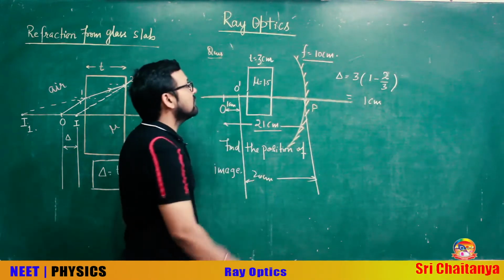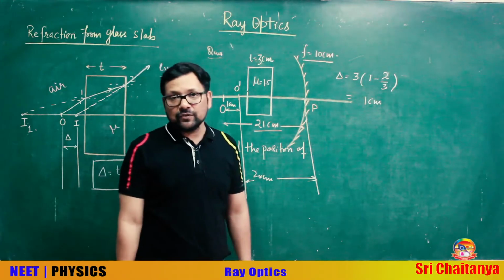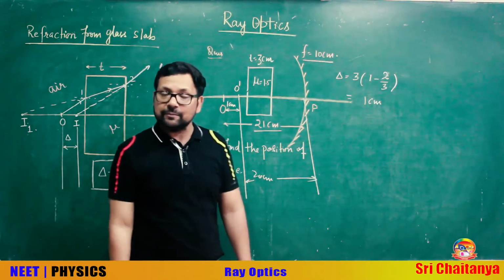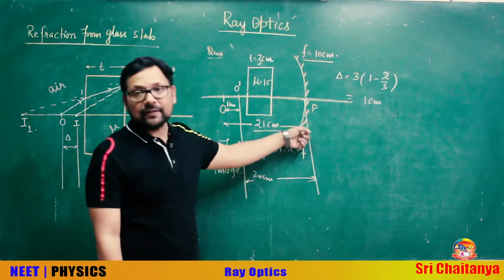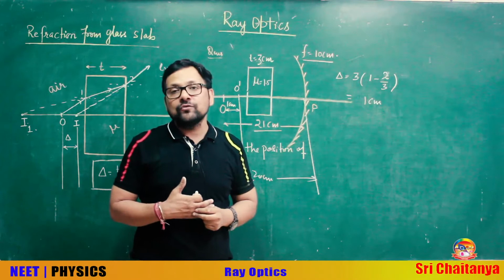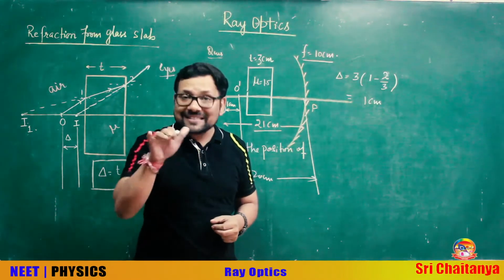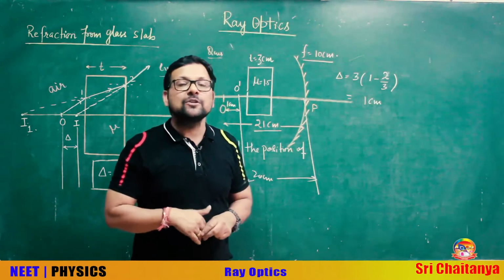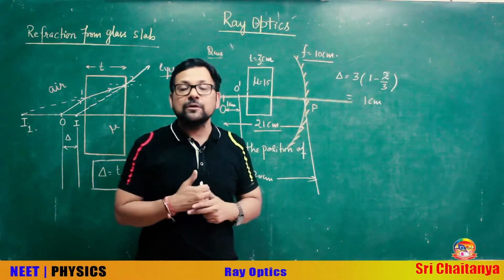Now what is the focal length of the concave mirror? The focal length of the concave mirror is f. So what is the radius of curvature? 2f, 20 centimeter. It means for the concave mirror, the object is at a distance of 20 centimeter, which is obviously the radius of curvature, meaning the object is at the center of curvature, so its image will be formed on itself.